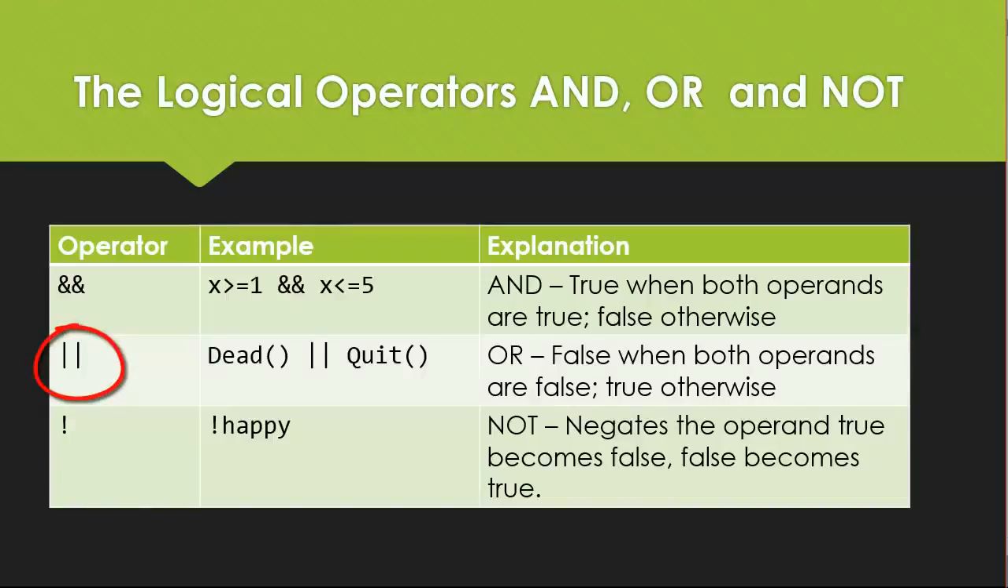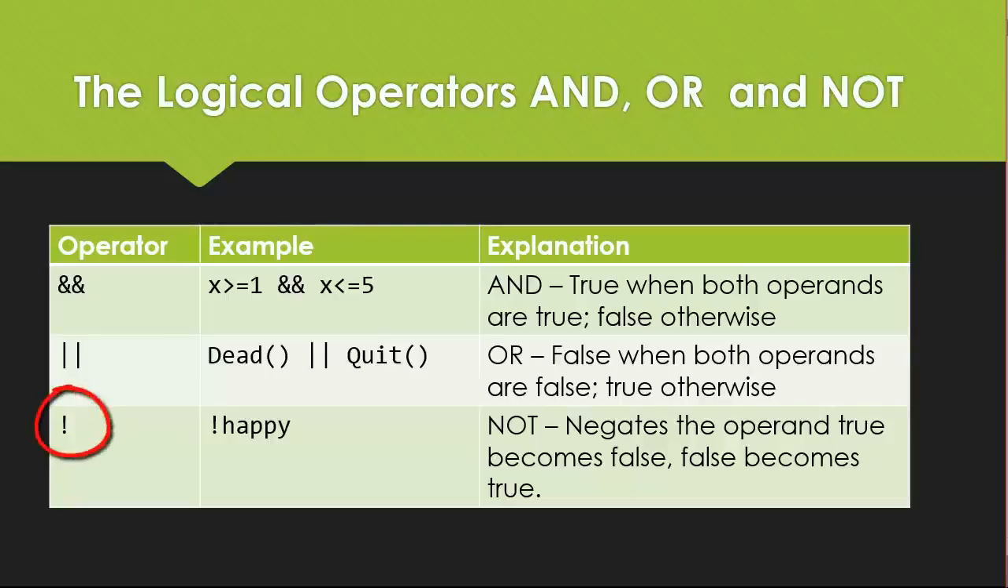The two vertical bars that you see underneath the two ampersands represent logical OR in Java. The logical OR test is false when both operands are false, otherwise it's true. So only one of the operands needs to be true for the whole condition to be true. So in this example, I'm testing two methods that return Boolean values, dead or quit. So if dead's true but quit's false, the whole thing's true. If dead's false and quit's true, the whole thing's true. Only one of them needs to be true. Both of them need to be false for the condition to be false in OR.